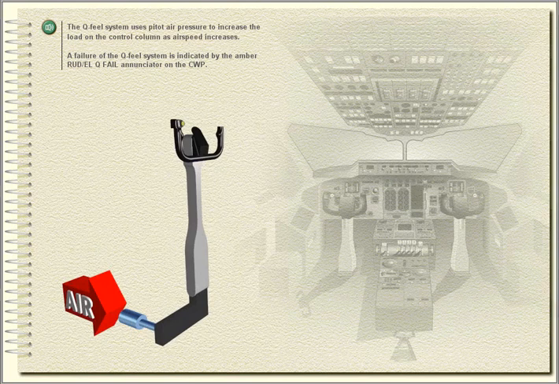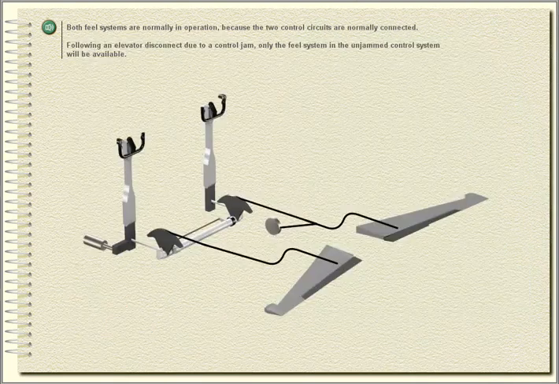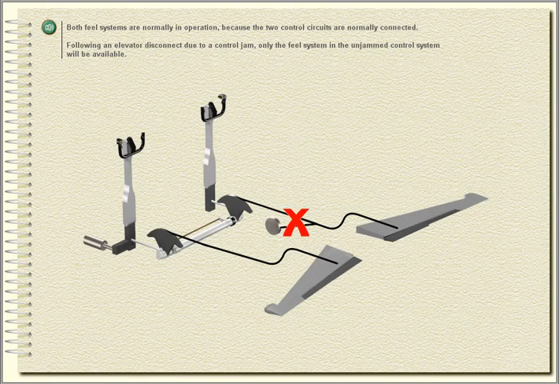A failure of the Q-feel system is indicated by the amber rudder elevator Q-fail annunciator on the central warning panel. Both feel systems are normally in operation because the two control circuits are normally connected. Following an elevator disconnect due to a control jam, only the feel system in the unjammed control system will be available.